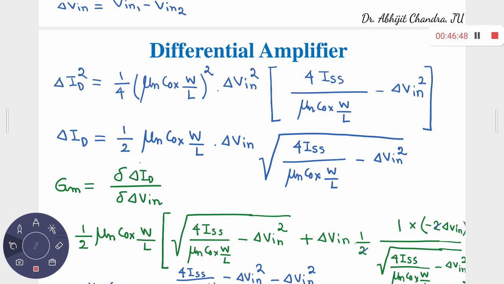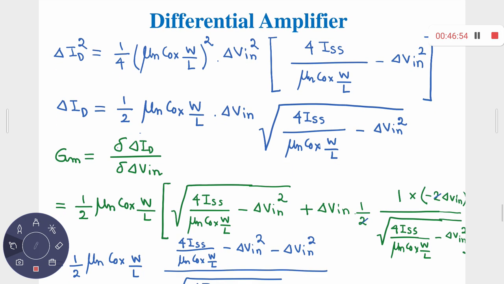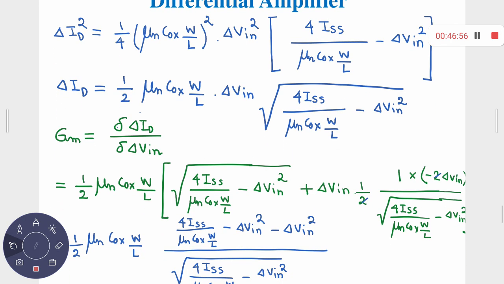To answer this question, let's do another thing. Let's find out the overall transconductance of the differential pair, right?